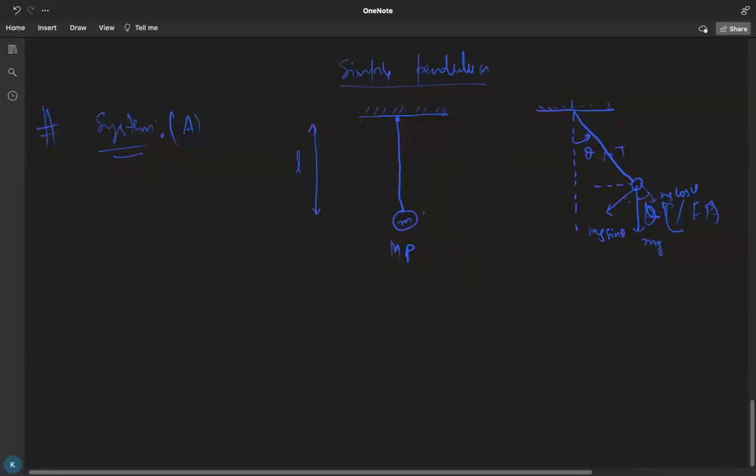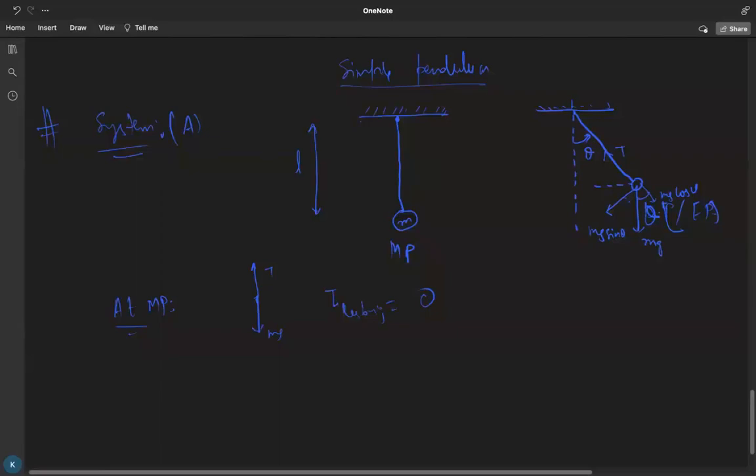There is no net force on the system, because mg is downward and tension is upward, so both of the forces are anti-parallel. So the net force on the system is 0, right? So at the mean position, mg force is acting vertically downward and tension force is acting vertically upward, and both of the forces are anti-parallel. So obviously the restoring torque is 0.